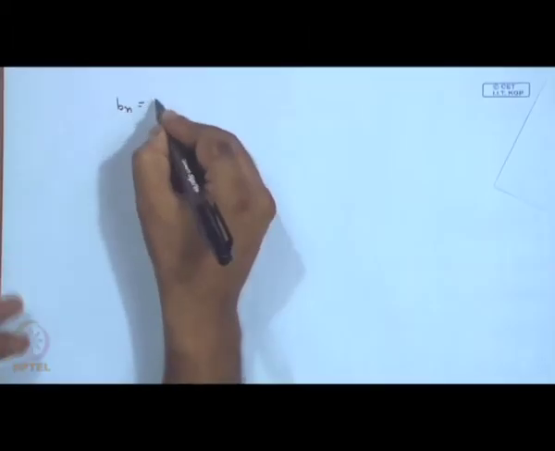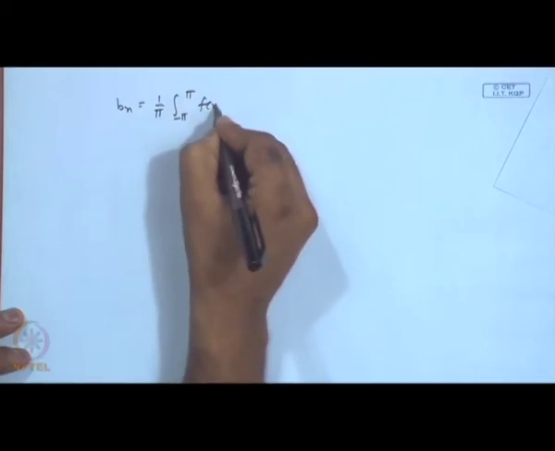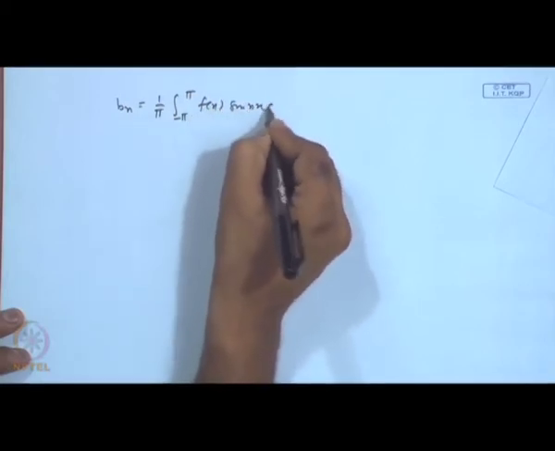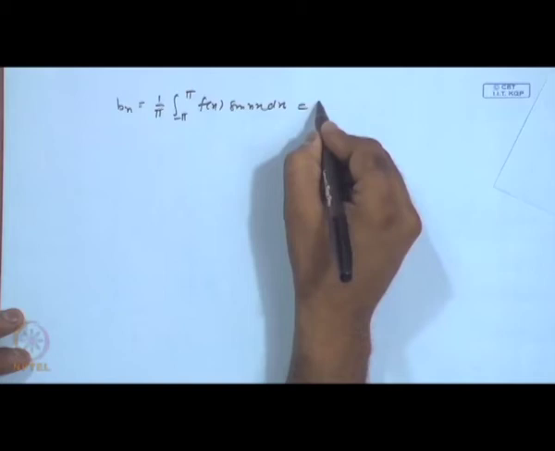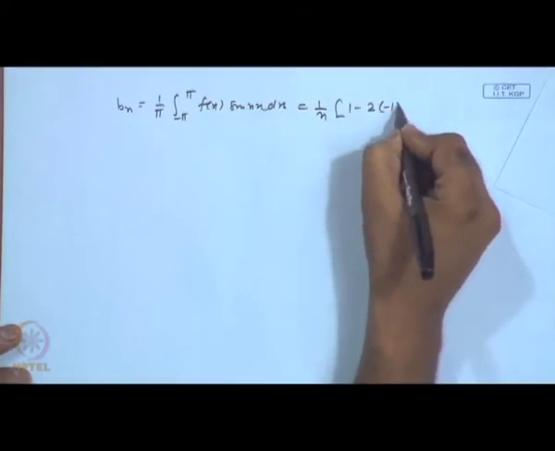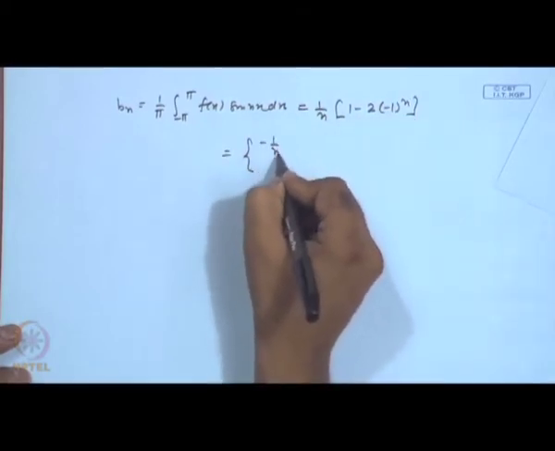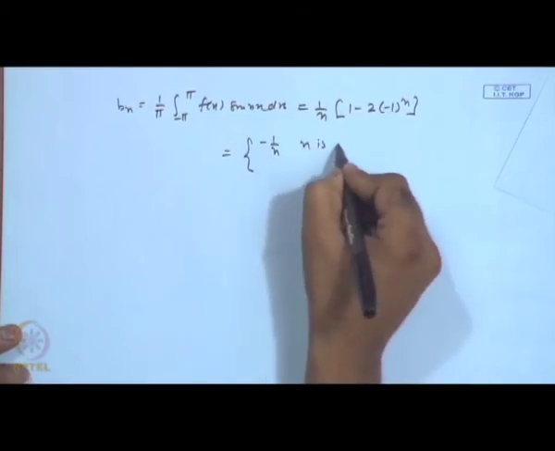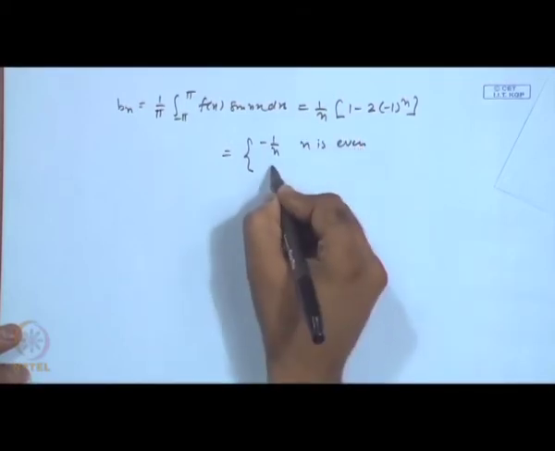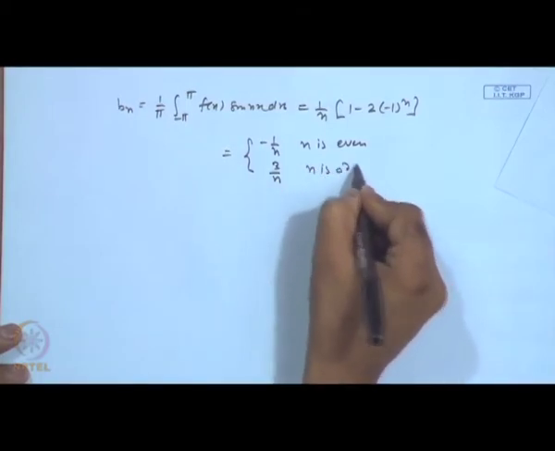Similarly we can get this b n, which is 1 over pi, minus pi to pi of f x sin n x dx. This is 1 over n, and I skip all these calculations. So, we will get 2 and minus 1 over n. So, in this case we have minus 1 over n when n is even, and 3 over n if n is odd.